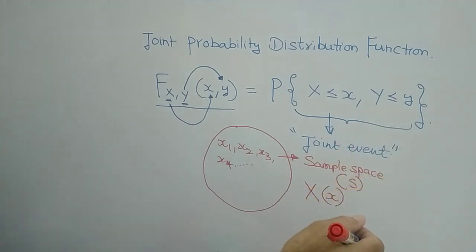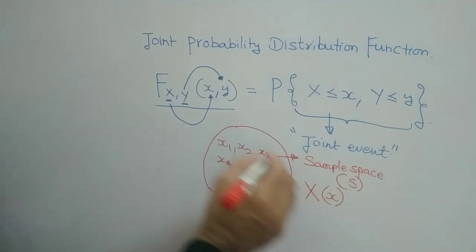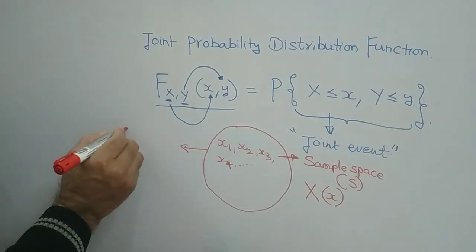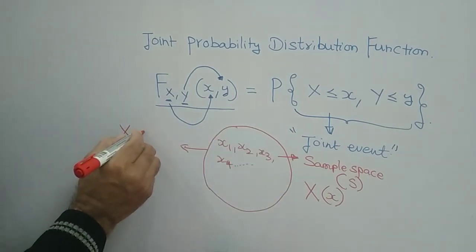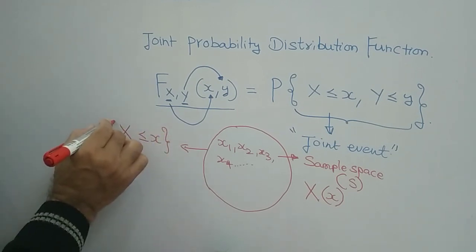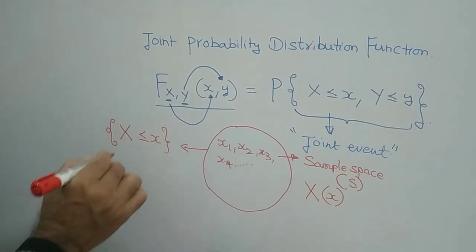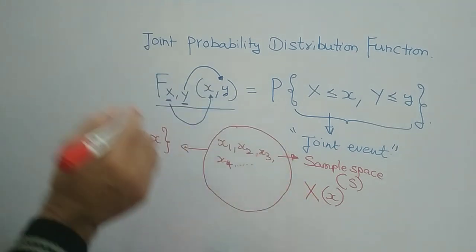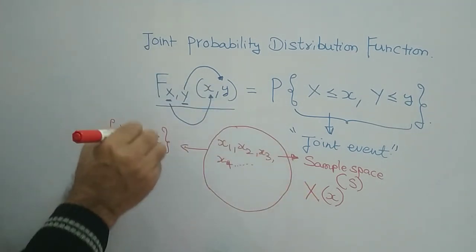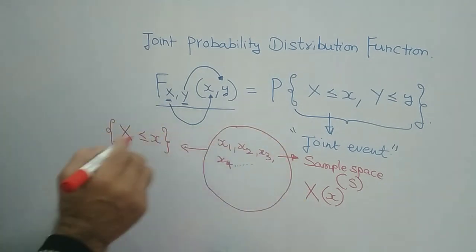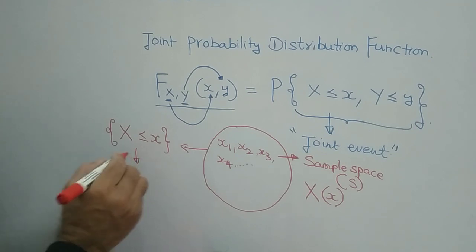Now from this sample space, from this known information, if I define something like X less than or equal to x, what is this? This is nothing but a subset. We are calling it an event. That is the second definition. But first of all, see that this is a subset of the sample space.